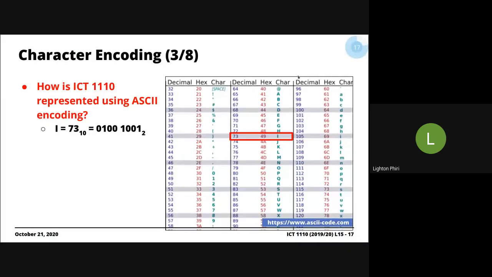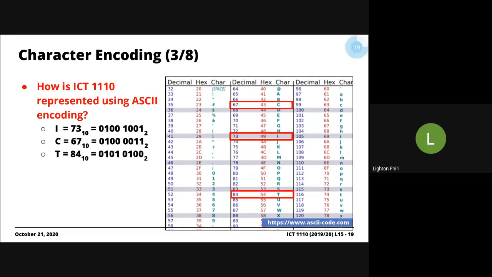Right. So here's the thing. You identify the binary representation for I, which is quite easy with the ASCII table. You do the same thing for C. All you're doing is a lookup here. Notice you come to C, you realize that C is represented by the decimal number 67 or hexadecimal number 43, right? And then you come to your T.